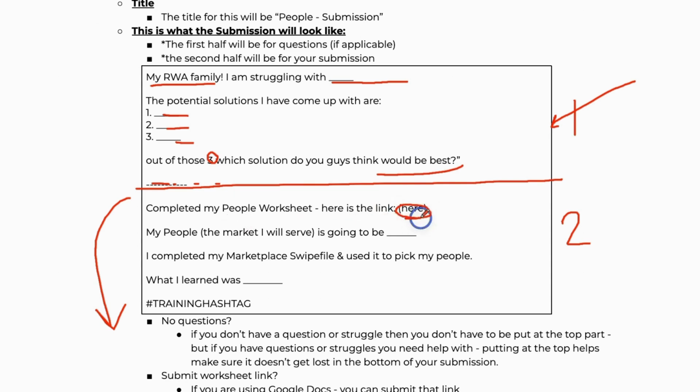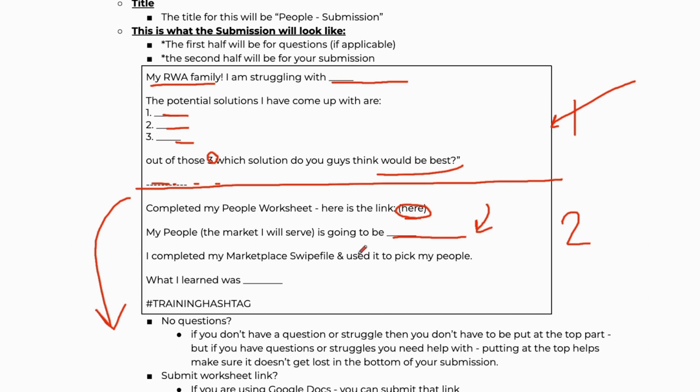Right over here, you're going to have the link hyperlink there. The people in the market that I'm going to serve are going to be, whatever it might be over here. This is going to make it easy to search as well. That way, when you or other students search, you can find other students in a similar market and collaborate together. That's very important. You want to have that inside of your submission.